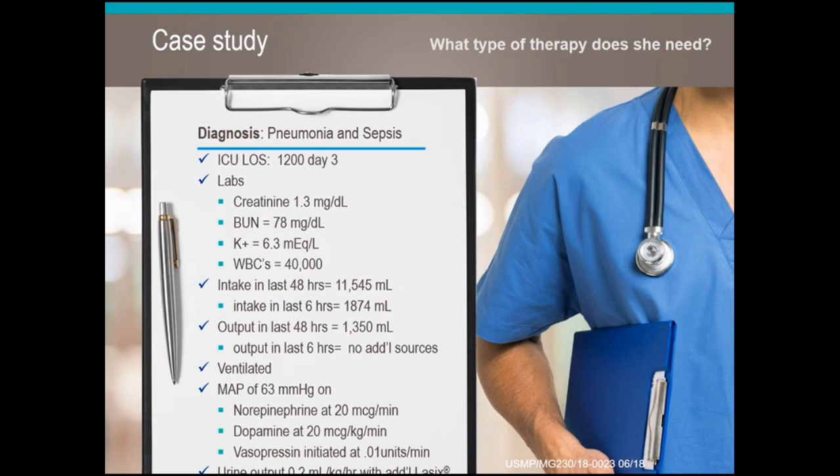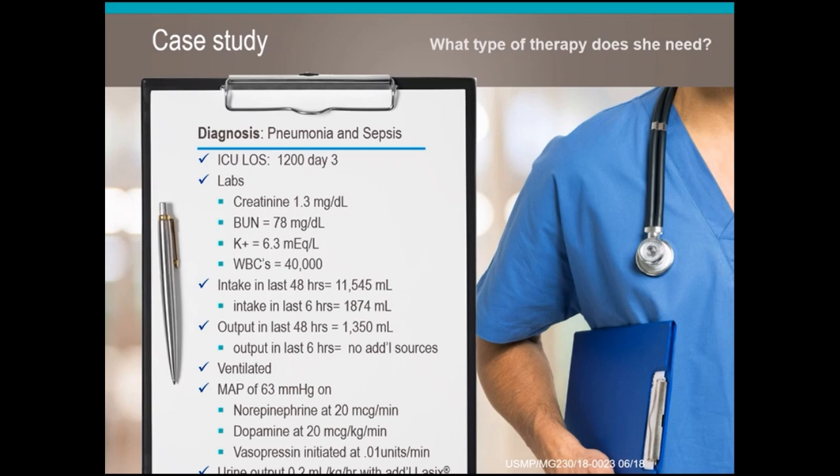Her creatinine has bumped up a little bit to 1.3, not very much of a bump. BUN and potassium and white blood cell count are all elevating, getting worse. She's actually a little bit more fluid overloaded. They've added an additional pressor to her and she's still on the vent. And even with additional Lasix, she's putting out less urine. So what therapy does this patient need?